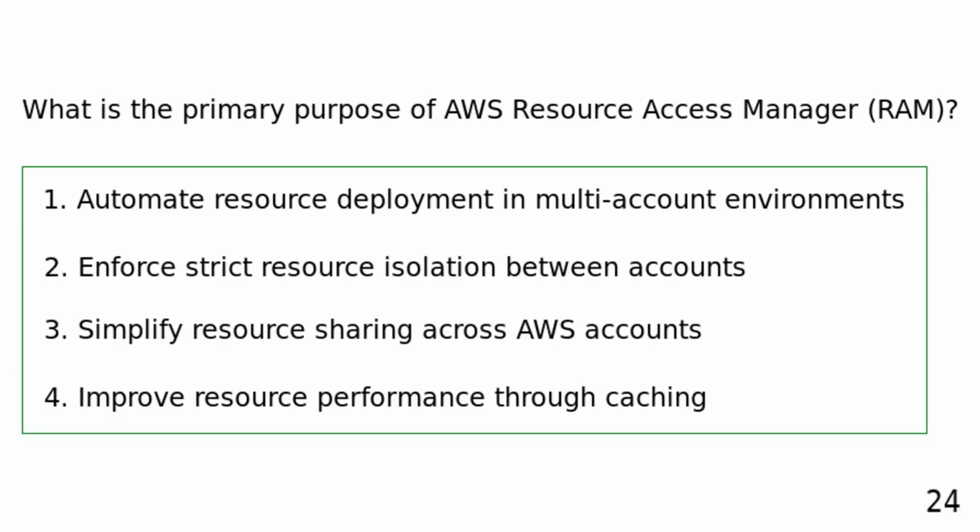What is the primary purpose of AWS Resource Access Manager? Automate resource deployment in multi-account environments. Enforce strict resource isolation between accounts. Simplify resource sharing across AWS accounts. Improve resource performance through caching.